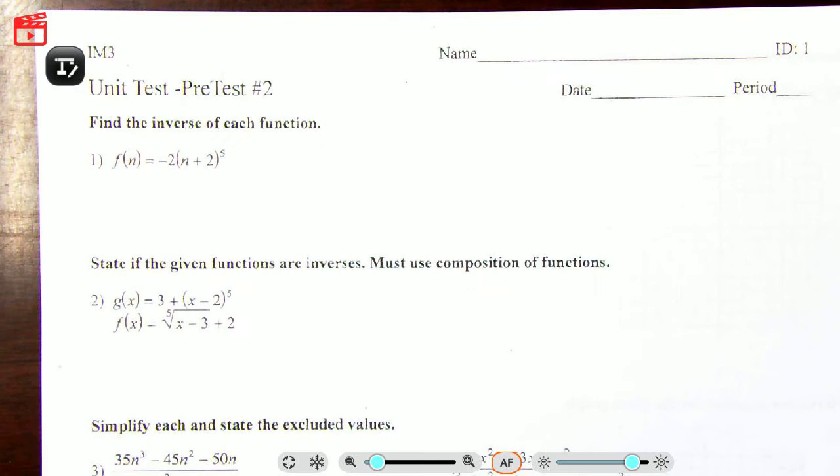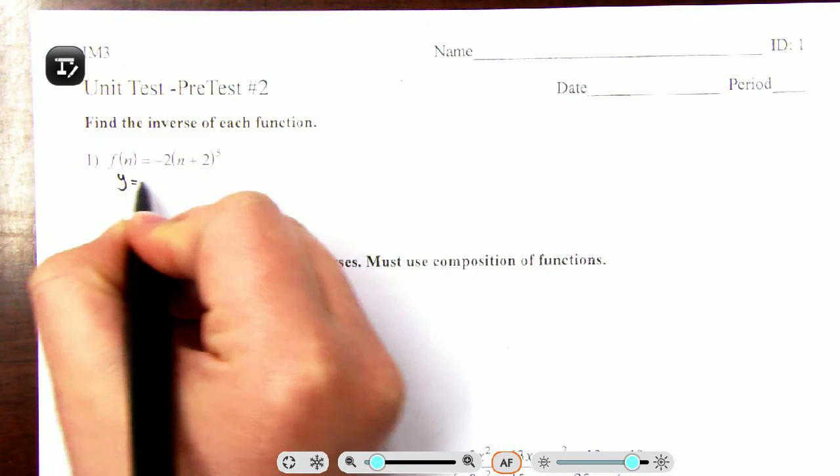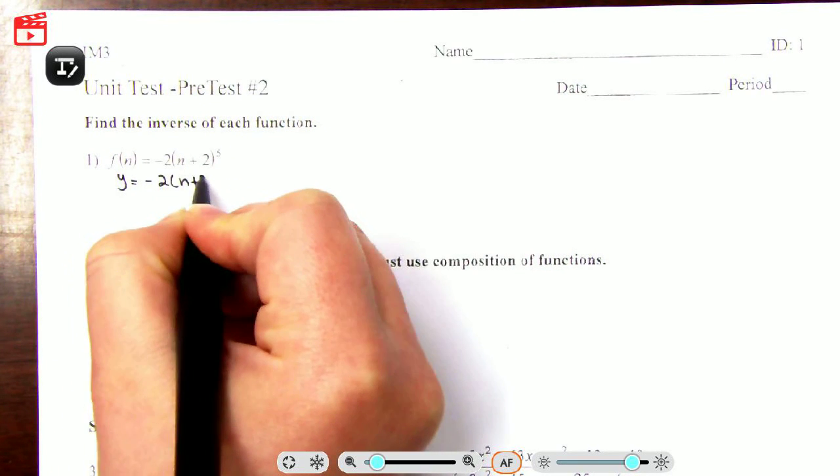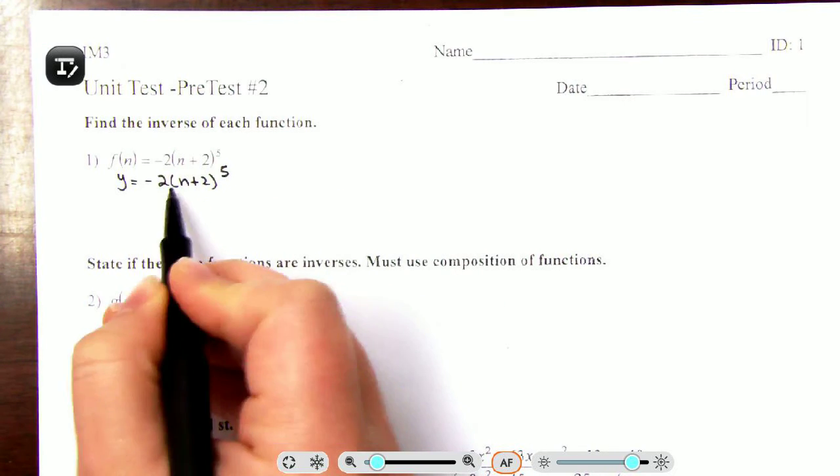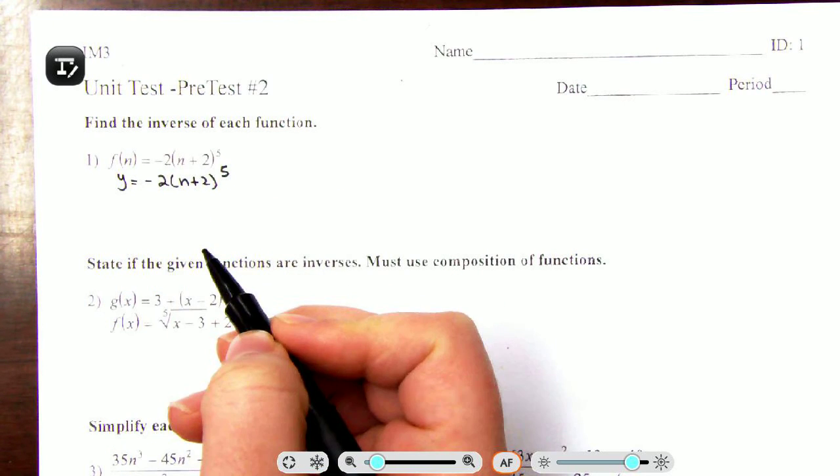All right, let's get started. Find the inverse of each function. First step you need to do is rewrite this in terms of y. After that, you need to switch your x and y, but in this case, we don't have an x, we have an n.